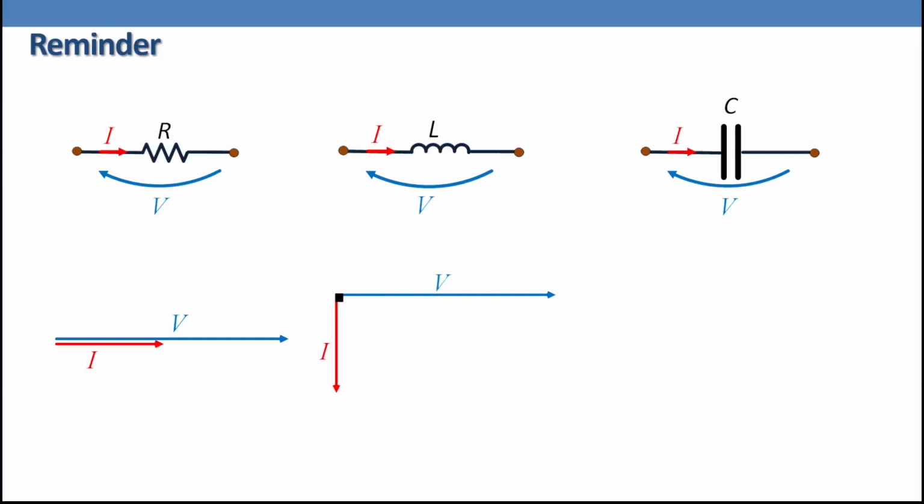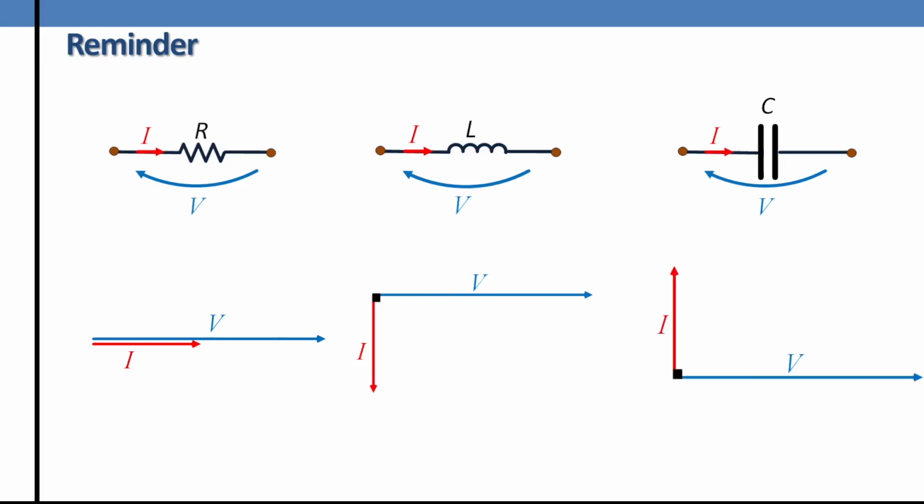Regarding the capacitor, if we have a pure capacitor like this one, and there is a current I going through this capacitor, the voltage across the capacitor equals 1 over C integral I of t dt. If they are sinusoidal, the current I leads the voltage by 90 degrees.